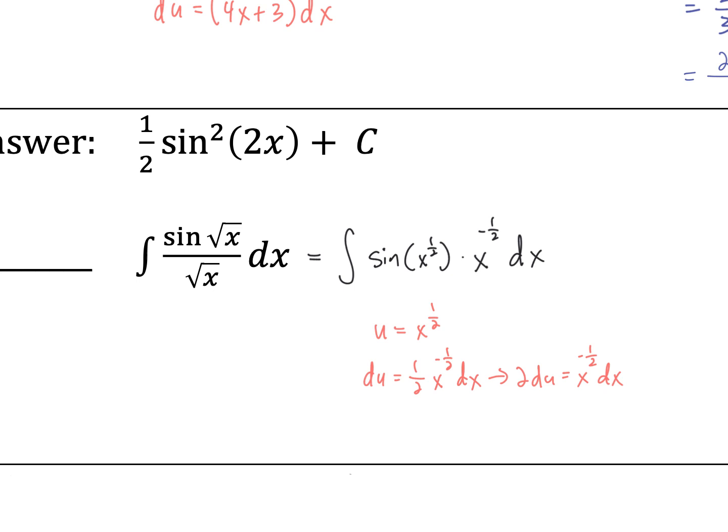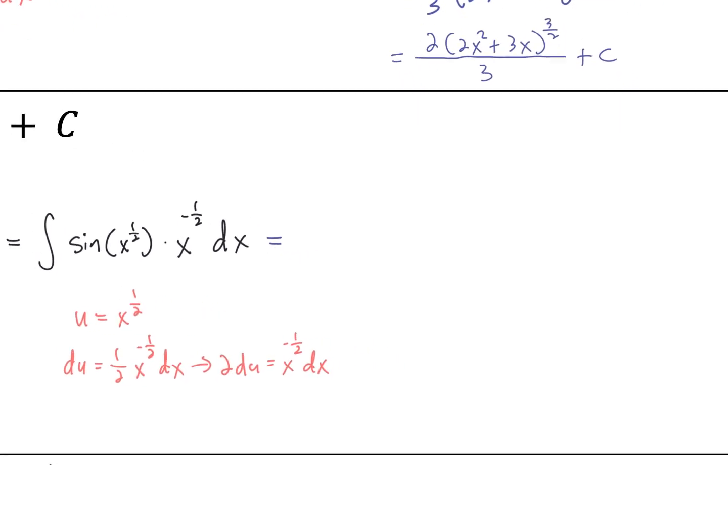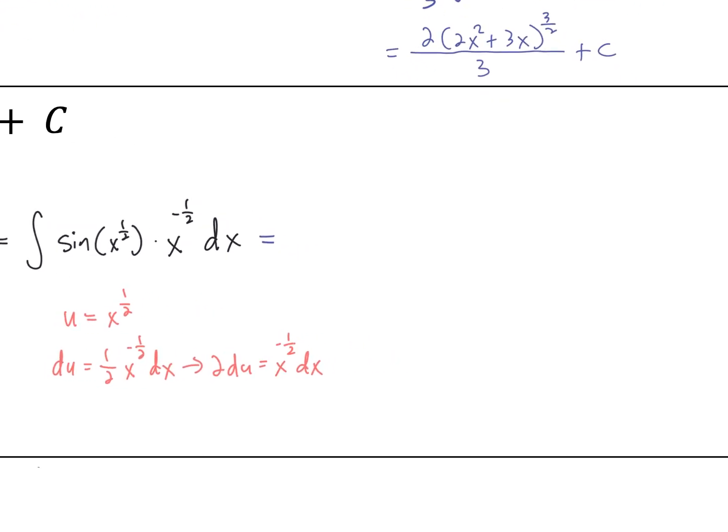Okay, so now u is x to the 1/2, so this will become u. And then x to the negative 1/2 dx is 2 du, so this will become 2 du. I'm going to just pull the 2 out from the 2 du now, and I'm going to just do that automatically from now on.